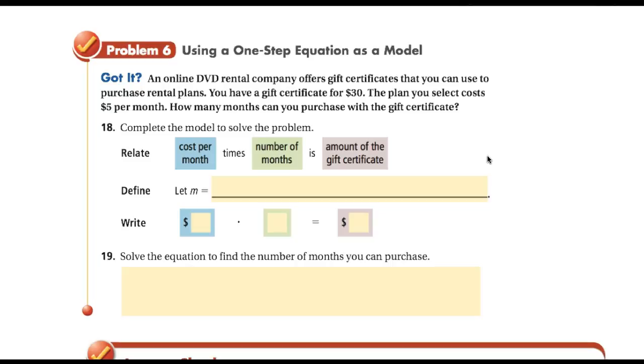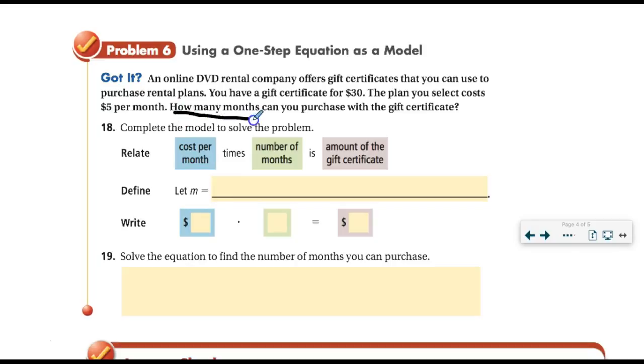Alright, so you probably already did the mental math, but we'll walk our way through it anyways. Complete the model to solve the problem. So the cost per month times the number of months would be the amount of the gift certificate. So I'm going to go ahead and let M equal the number of months, because that's what I don't know, right? It says right here how many months. So let M equal number of months. That's the unknown. Number of months.